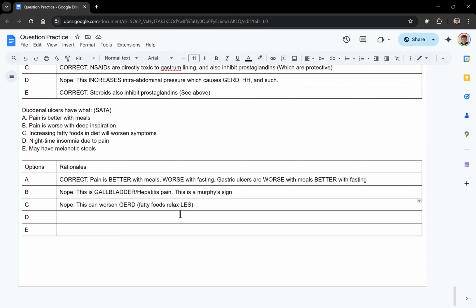Fatty foods do stimulate cholecystokinin, which makes your gallbladder contract and makes your GI tract motility increase. So you could argue that you're going to secrete more gastric acid from the stomach into the duodenum, and that would worsen the symptoms. But that's looking way too into it. Okay. And then D, nighttime insomnia due to pain.